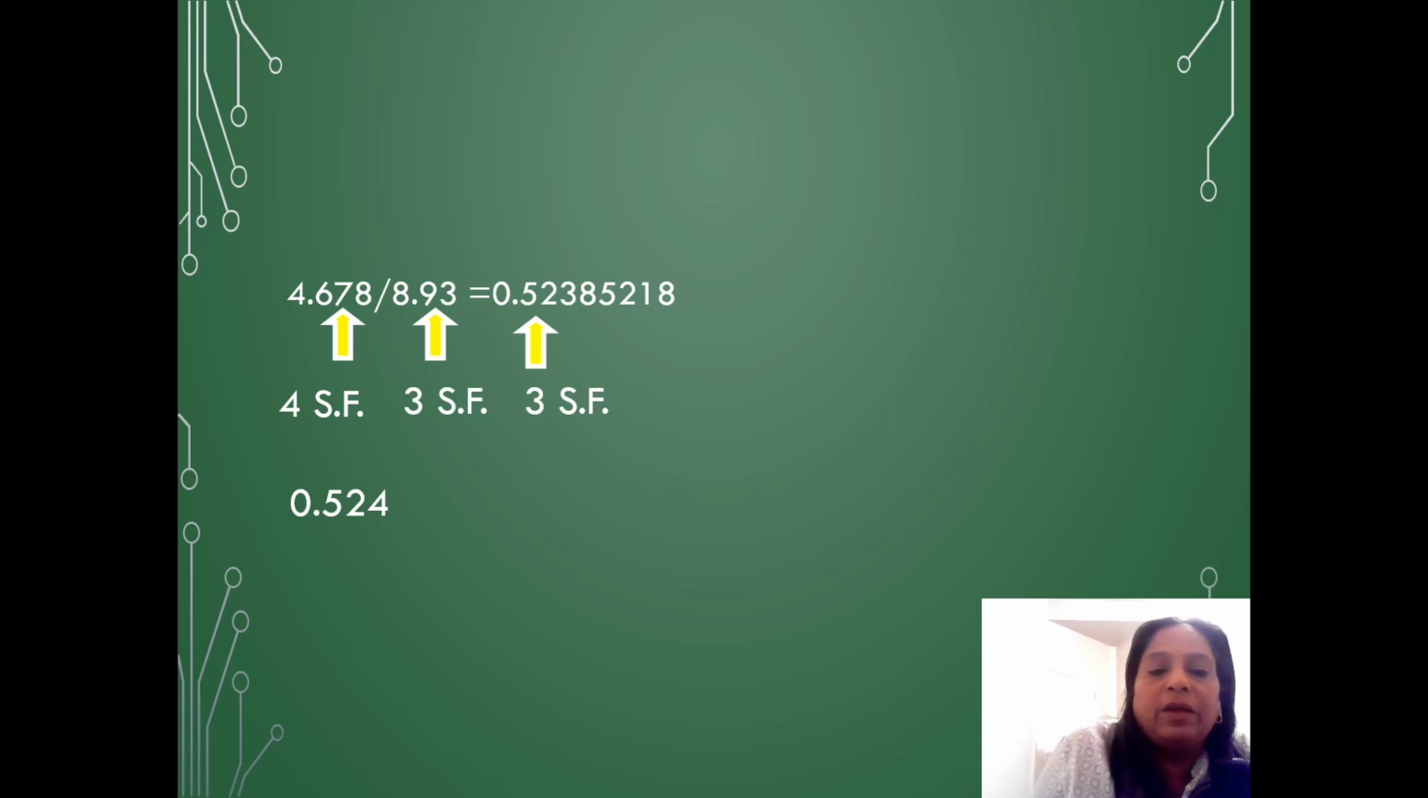Now I need only 3 sigfigs. So I have to keep only the 5, 2 and 3. But I look at the leftmost number that has to be removed, which is 8. 8 is greater than 5. So the last digit 3 gets increased by 1. So it becomes 4. So my answer here is 0.524.